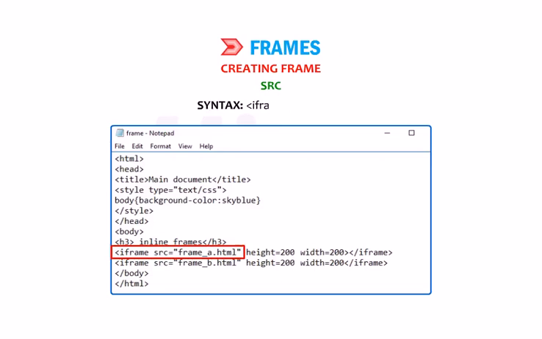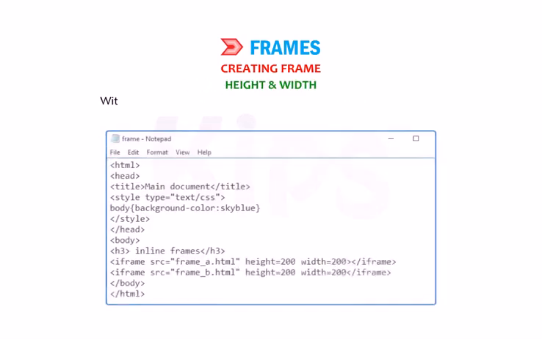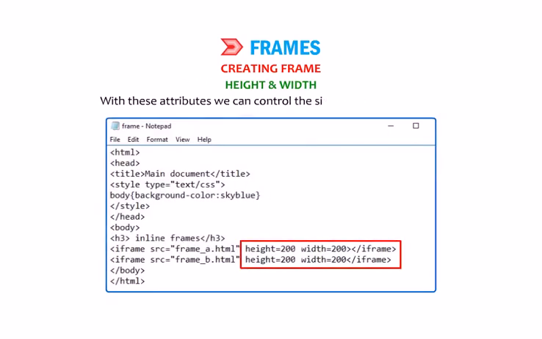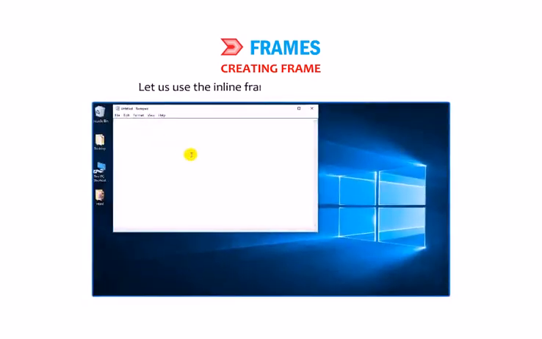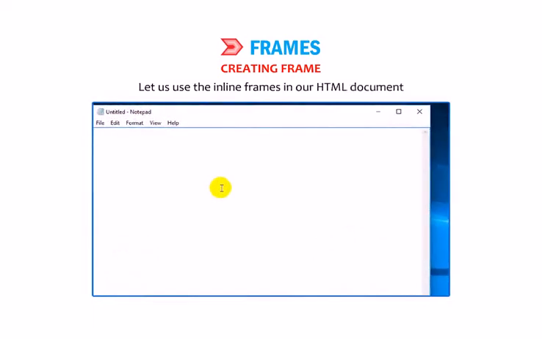Syntax: iframe src equals to value, where value equals to the path of the document. Height and width: with these attributes, we can control the size of the inline frames. Syntax: width equals to value in pixels. Height equals to value in pixels. Let us use the inline frames in our HTML document.